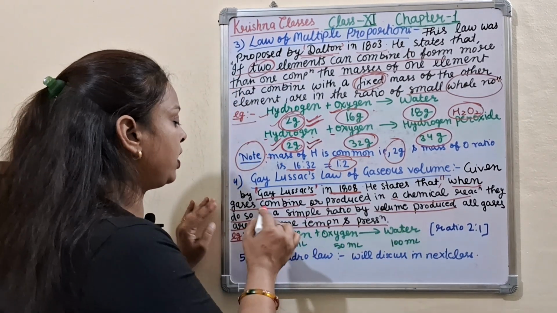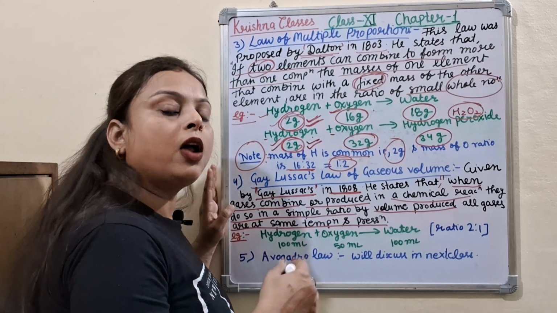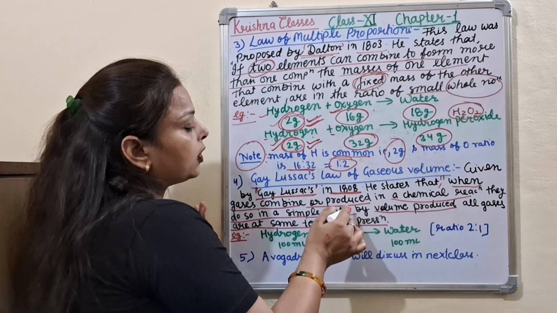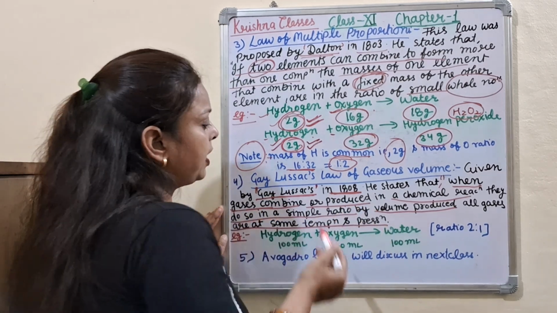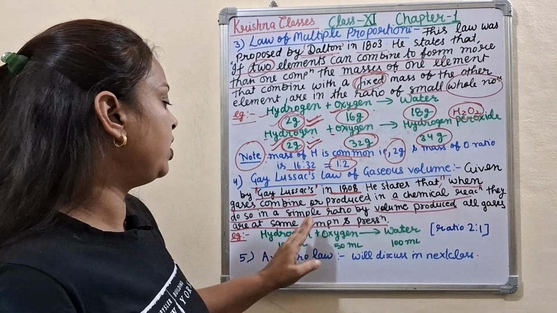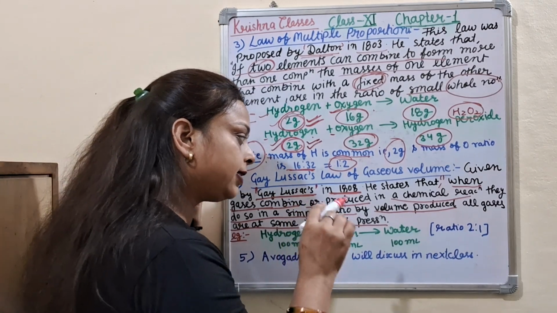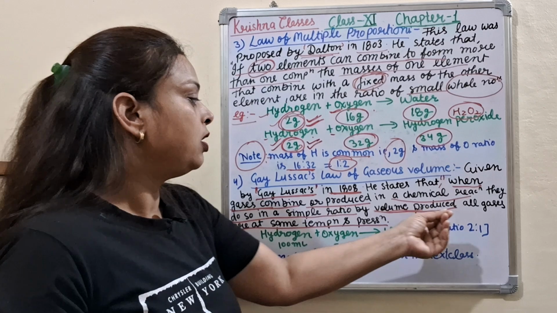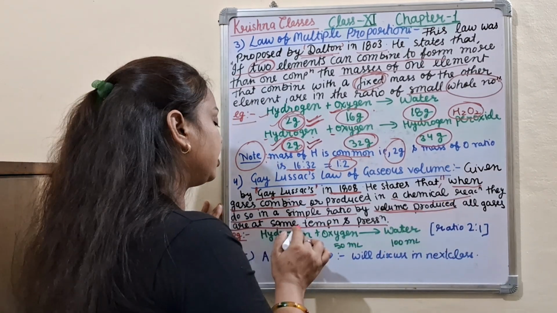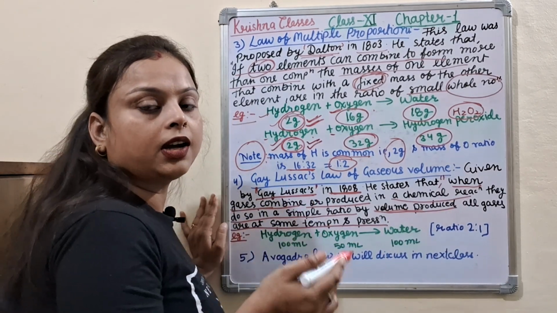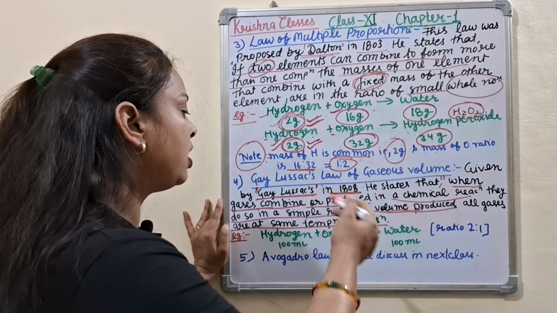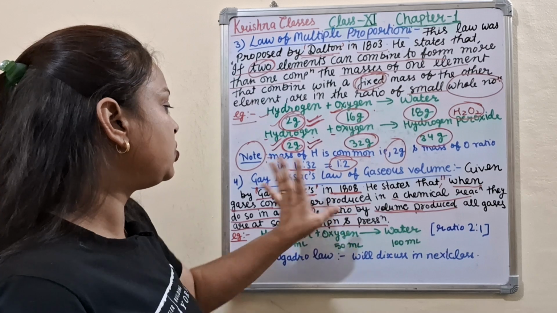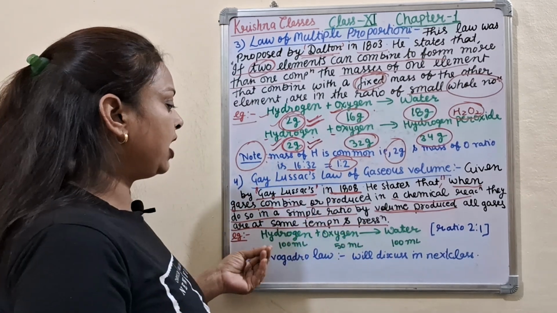He states that when two gases are combined or produced in any chemical reaction, whatever condition is present, they do so in a simple ratio. They are always in a simple ratio by volume, the ratio of volume produced, with all gases at the same temperature and same pressure. This is the statement of Gay-Lussac's law. So let's see the example.